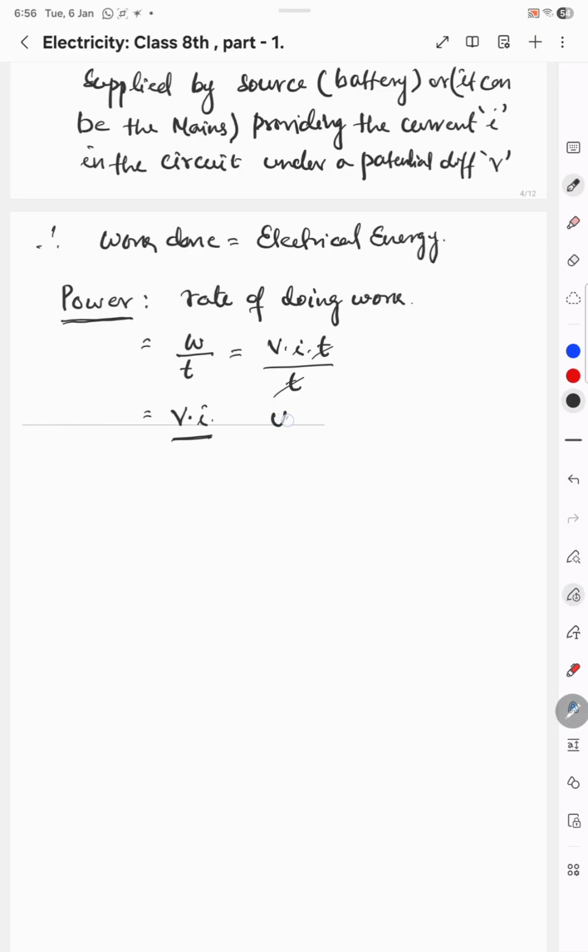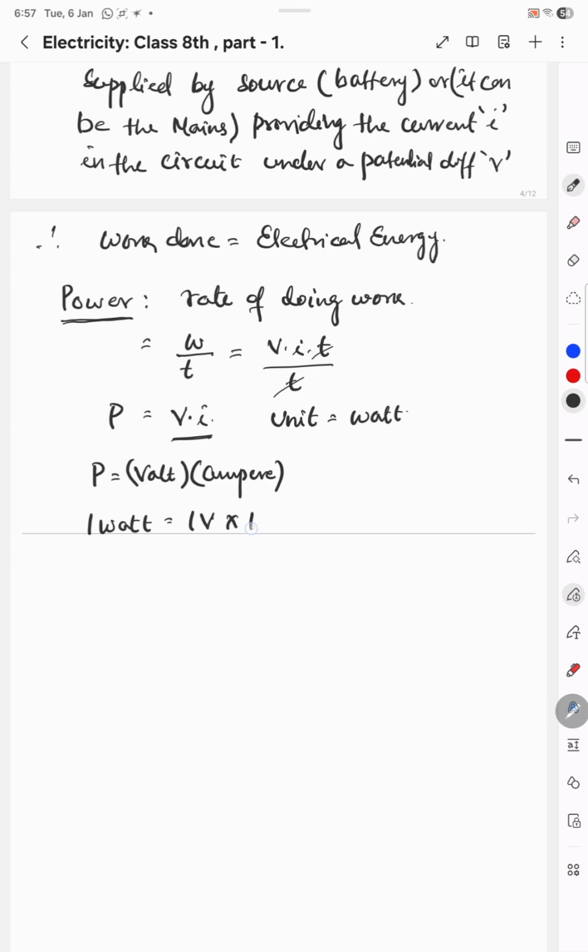The unit of power will be watt. So my power is equal to volt into ampere. So what is 1 watt now? 1 watt will be equal to 1 volt into 1 ampere.